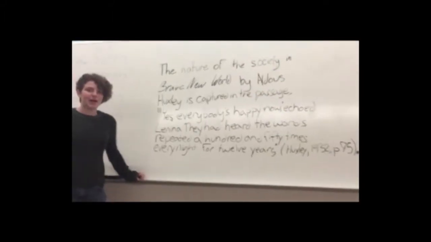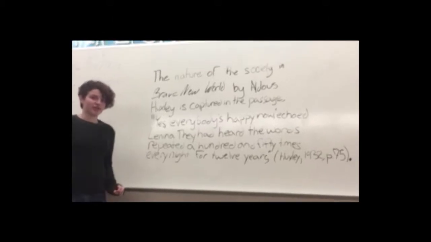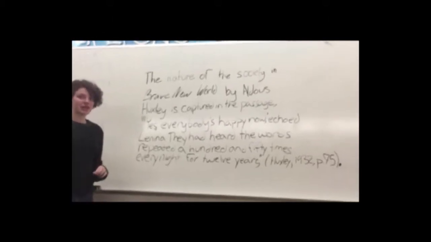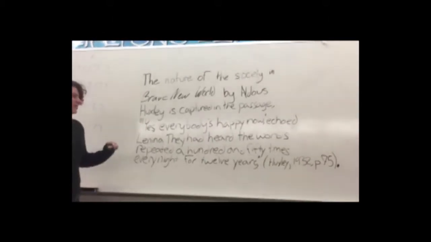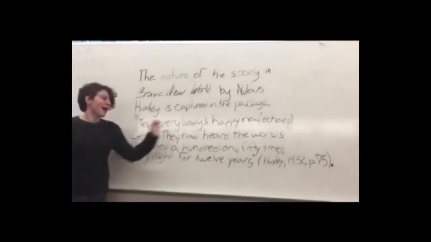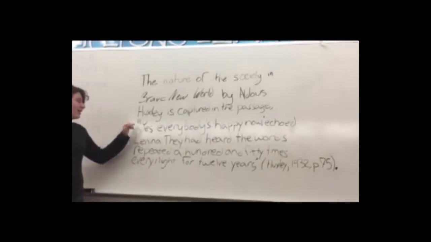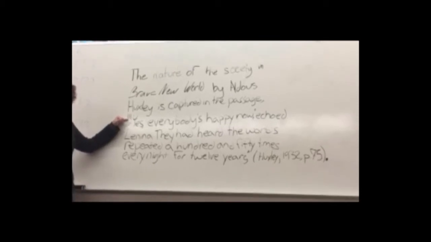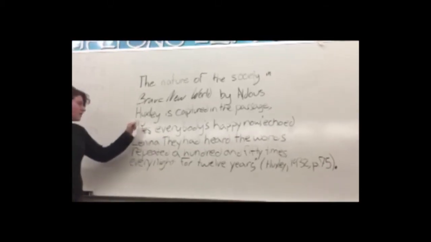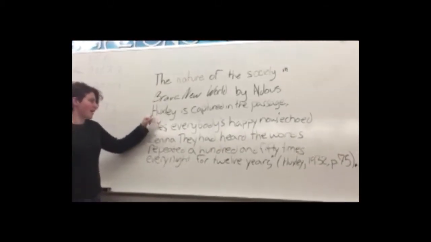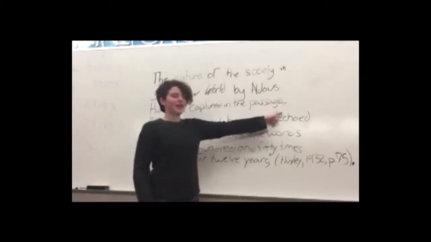If you are quoting a passage that has quotation marks in it, you replace the quotation marks with apostrophes. See, in this passage, Lenina is speaking, and so we have the quotation marks to begin the quote, and then the quotation marks in the passage are replaced by the apostrophes here and here.